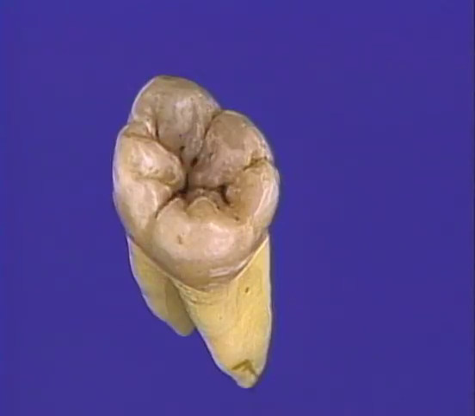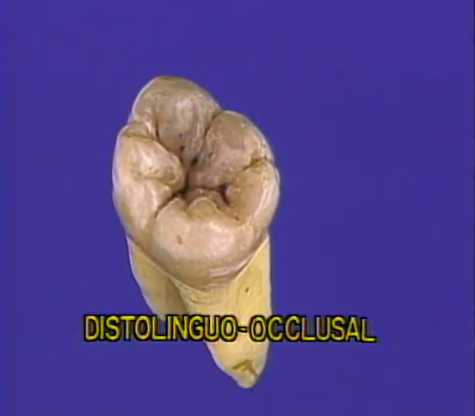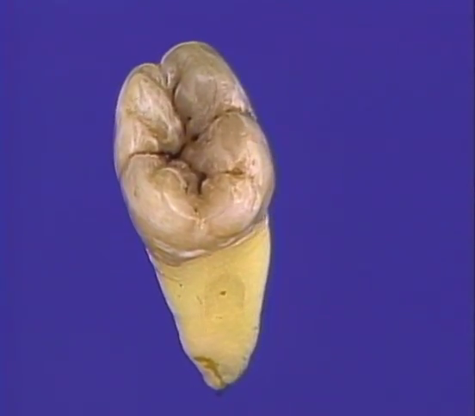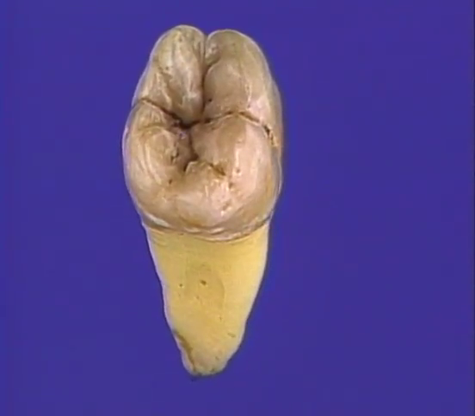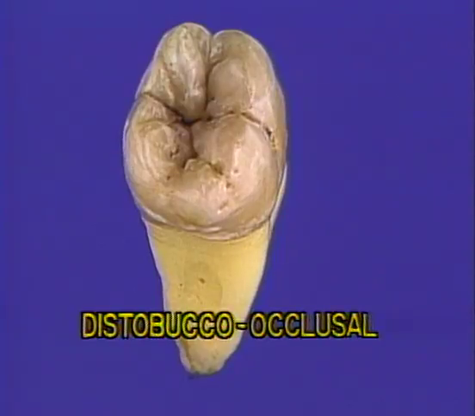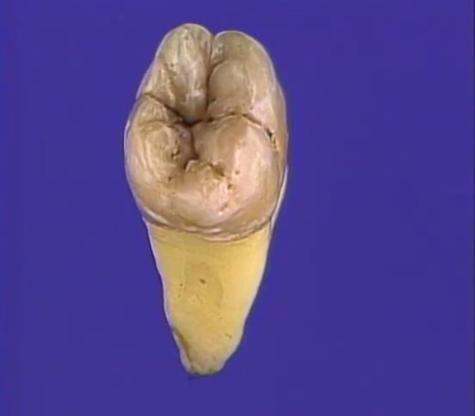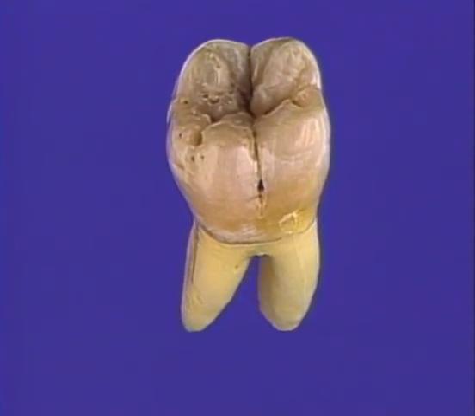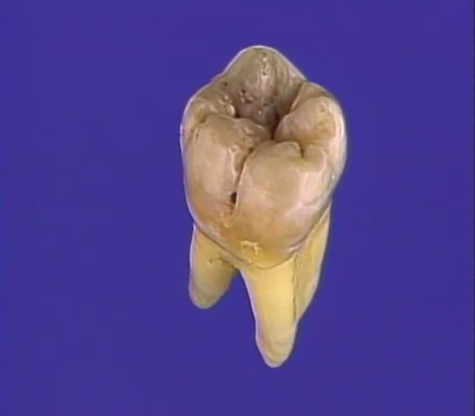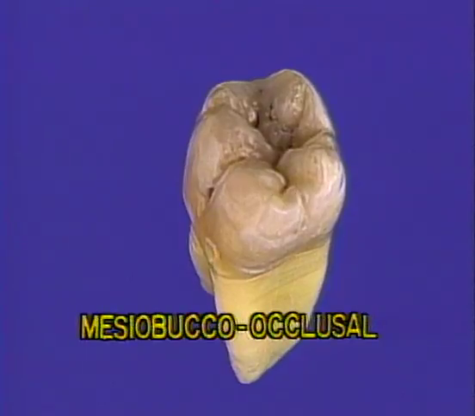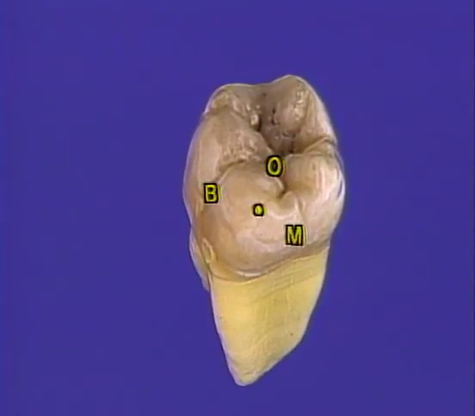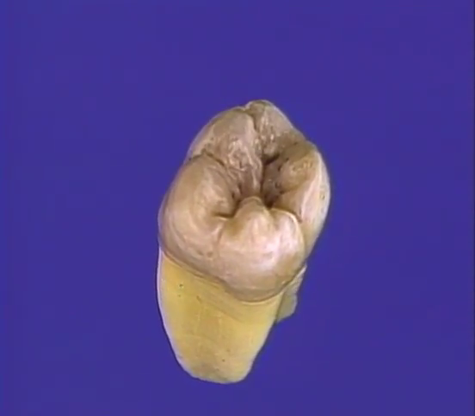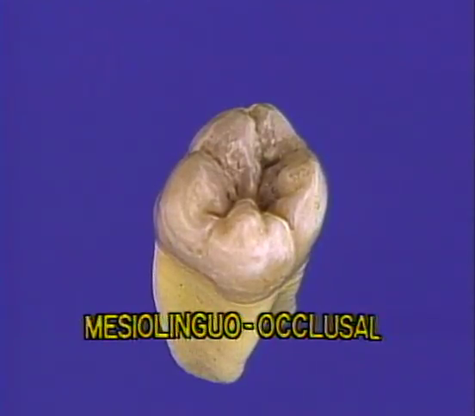In posterior teeth, these are designated as the distolinguo-occlusal, the distobucco-occlusal, the mesiobucco-occlusal, and the mesiolinguo-occlusal.